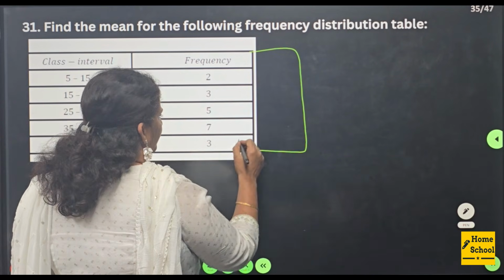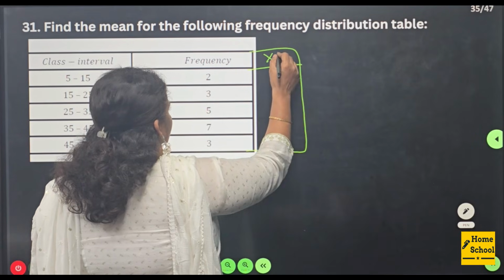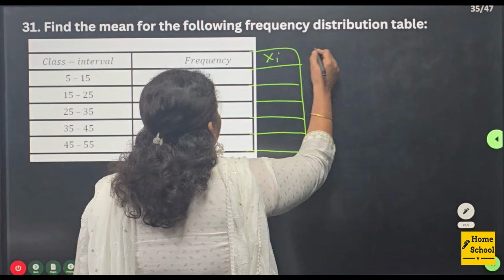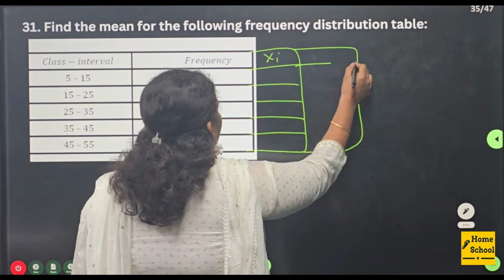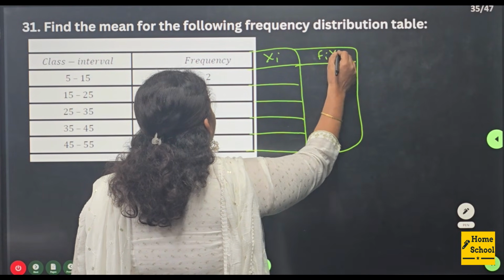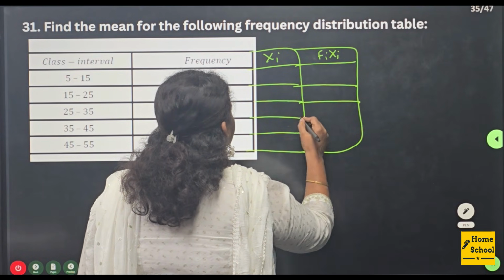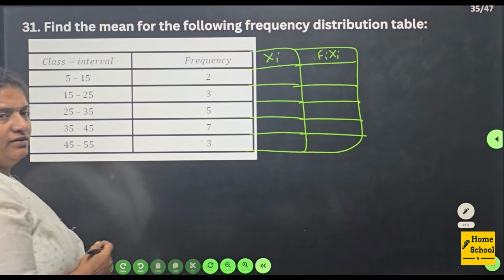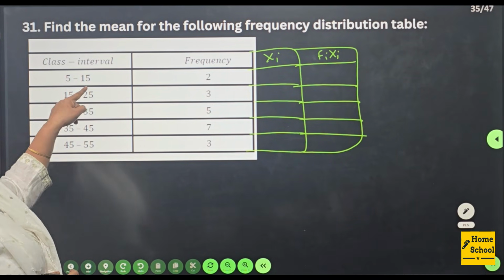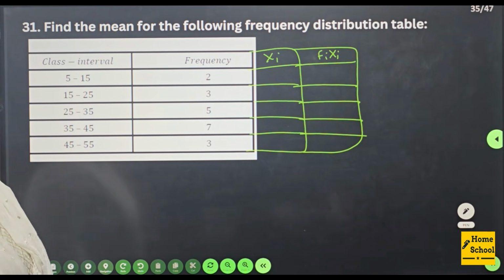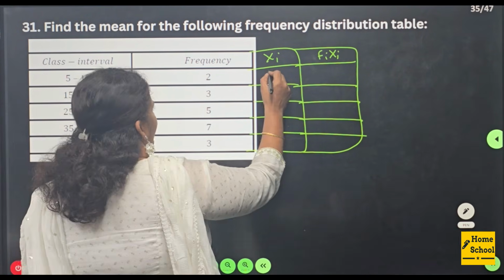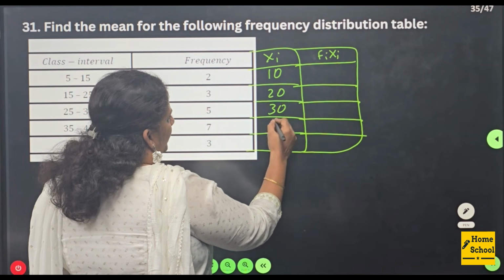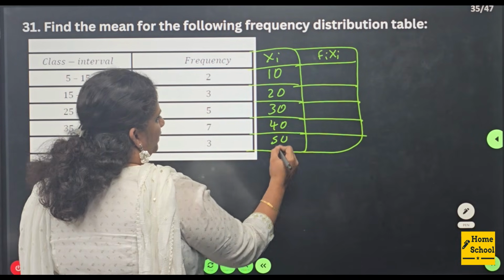I'll take the class mark xi and frequency into class mark, that is fi into xi. Now xi, class mark, how are we going to get? Lower limit plus upper limit by 2. 5 plus 15, 20. 20 by 2 is 10. Similarly, you find all those. We are going to get 20, 30, 40, 50.